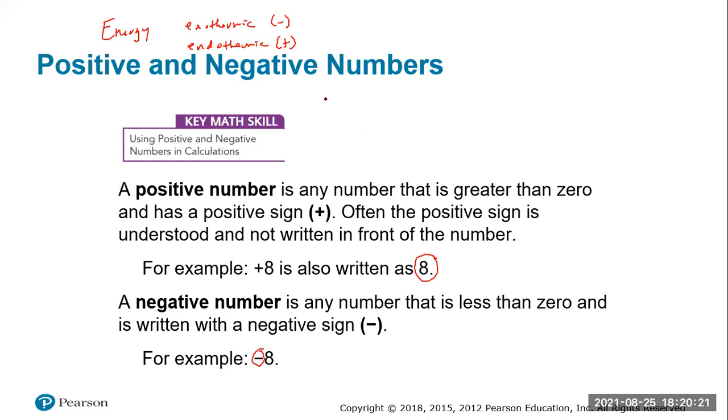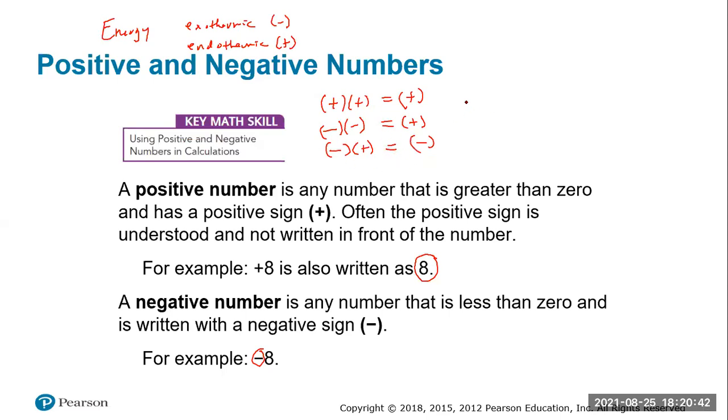And a reminder that if we take a positive number and multiply it by a positive number, we get a positive number. We take a negative number and multiply it by a negative number, we get a positive number, right? And if we take a negative number multiplied by a positive number, we get a negative number. And again, just a reminder on that.